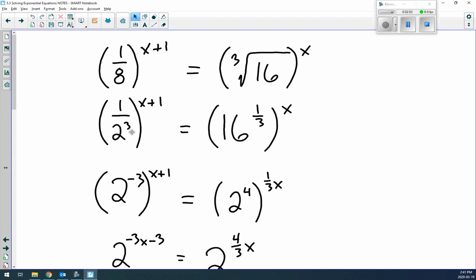Well, this one's pretty easy. 1 over 2 cubed, to the x plus 1, and then we could keep going down with this one. Remember, 1 over 2 to the 3 would be 2 to the negative 3. And then we can distribute that negative 3 to both of those. This one's a little trickier.